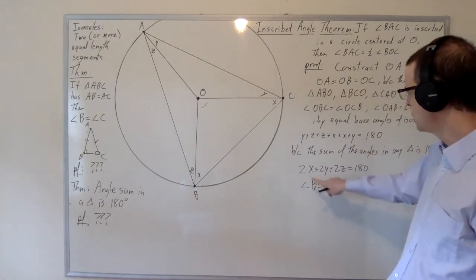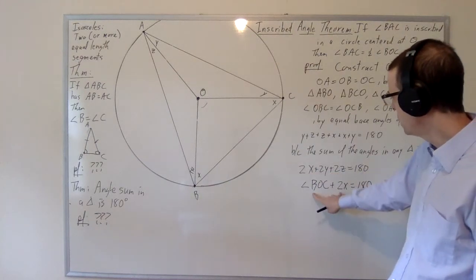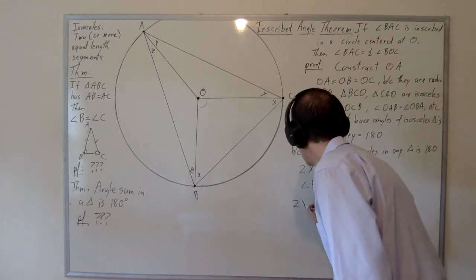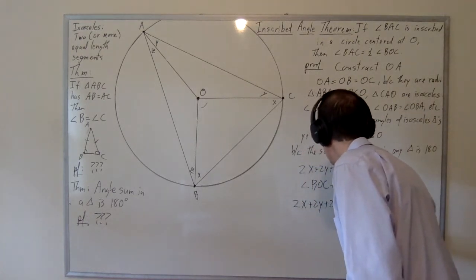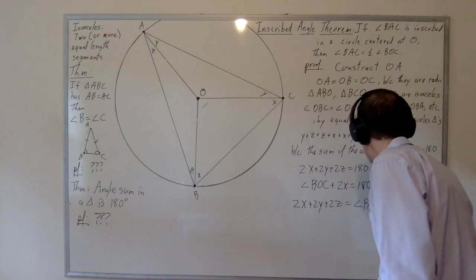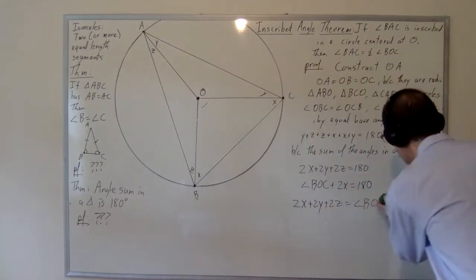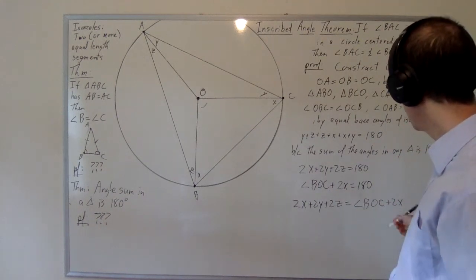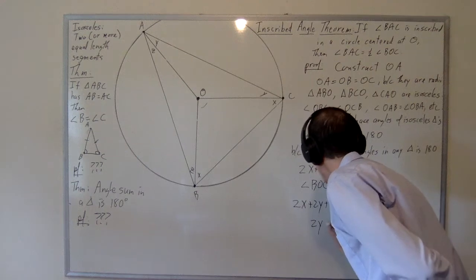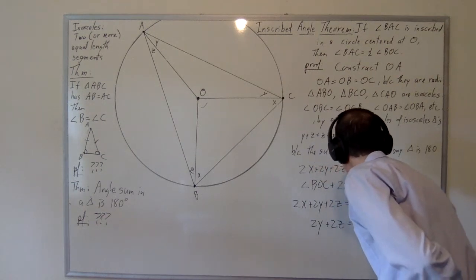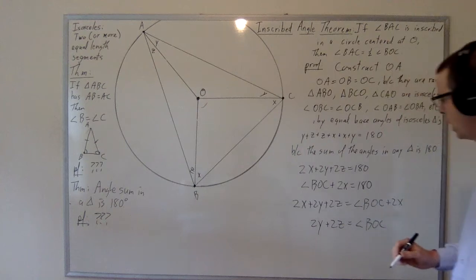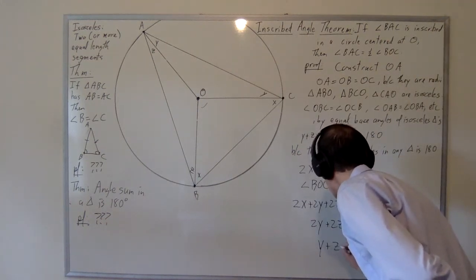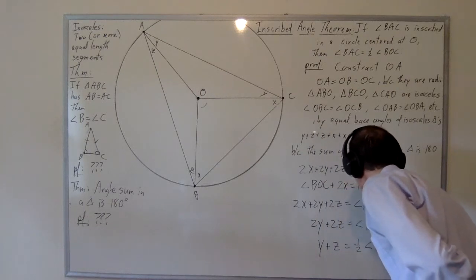Probably the simplest thing to do is to take this, which equals 180, and this, which equals 180, and set them equal to one another. What happens when we do that? We get 2x plus 2y plus 2z is equal to angle BOC plus 2x. Oops, I wrote that wrong. BOC plus 2x. Okay, so that's fun. What else can we do? We can cancel the 2x. 2y plus 2z equals angle BOC. And then I suppose we could factor out the 2 and divide by 2, and we would get y plus z is 1/2 of angle BOC.